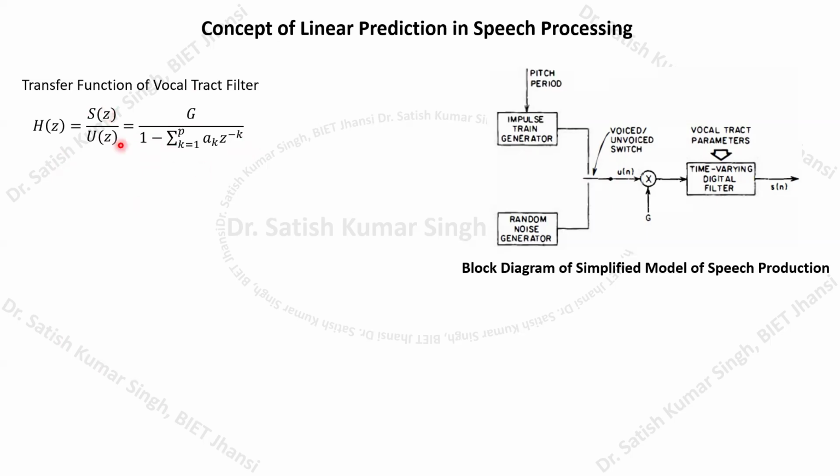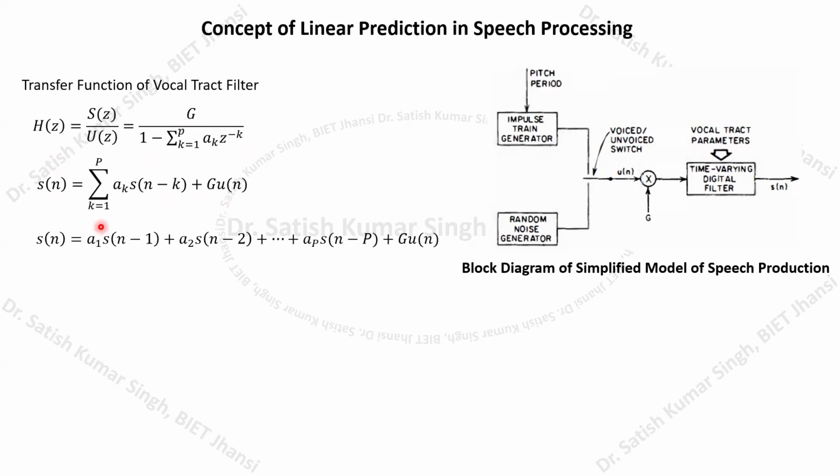Now if you cross multiply these terms and take the inverse Z transform, you will be able to show this particular equation, which is s[n] equals sum over k equals 1 to p of a_k s[n minus k] plus G u[n]. If you further expand this summation, you can write this equation as s[n] equals a1 s[n minus 1] plus a2 s[n minus 2] plus up to ap s[n minus p] plus G u[n]. Here, as I said, these a_k denote the filter coefficients.